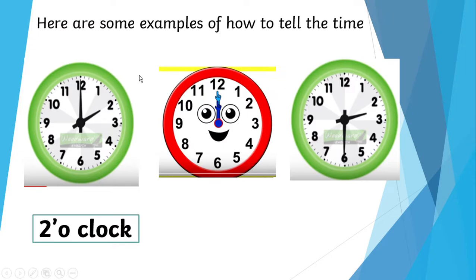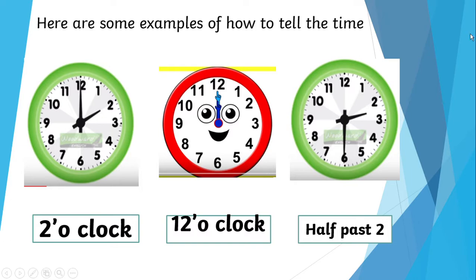Now let's move to the next one. Can you see the hour hand and the minute hand? Very good, children. Where is the hour hand pointing? To number 12. And the minute hand? Again number 12. That's good. Now can you say the time? Exactly. This clock is showing 12 o'clock because the hour hand and the minute hand are pointing towards number 12. Now let's move to the next one.